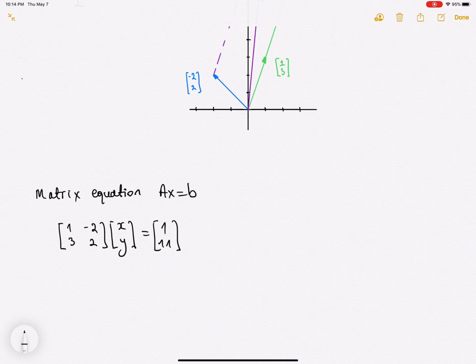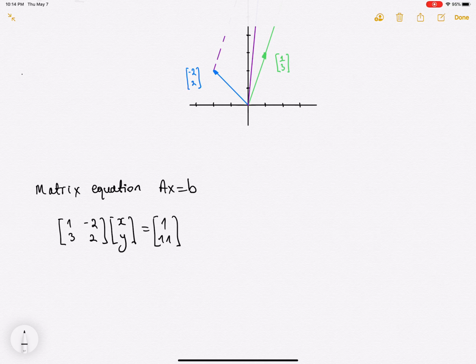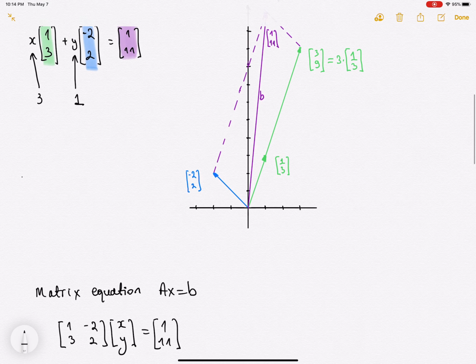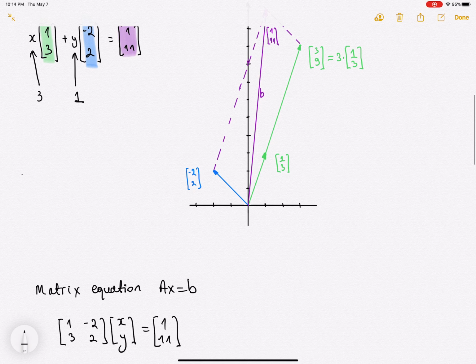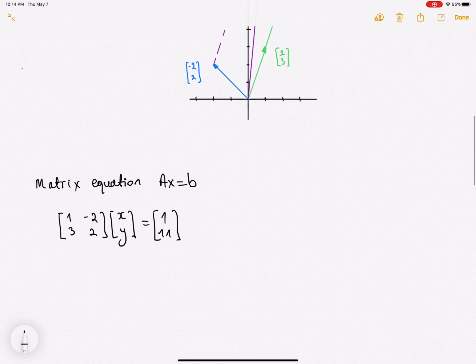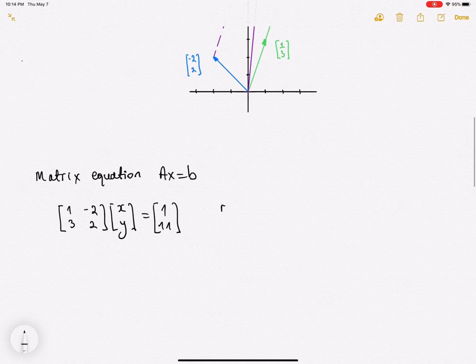Now, the matrix equation of the system consists of the columns that we have above right here, the columns 1, 3, and negative 2, 2. And that organizes the matrix A, the unknowns x and y, and then the vector b, which needs to be 1, 11. Now, the row picture that we have corresponds to obtaining the product A times x via the rows.